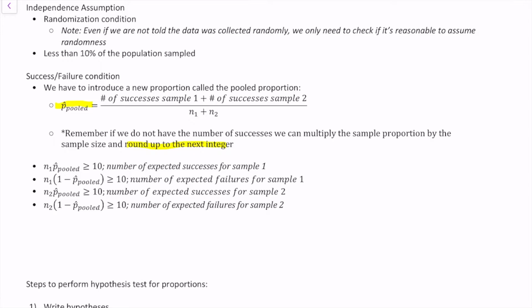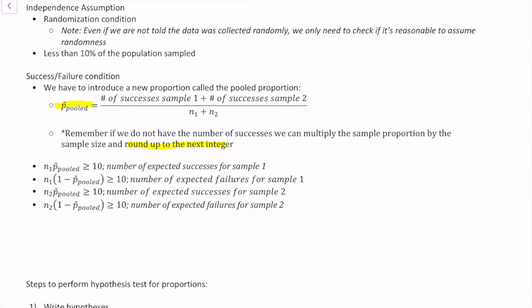For proportions, we always do n times p. We need that to be bigger than 10. Well, this time you're going to do your n1, the sample size of the first group, times that p hat pooled, that pooled proportion that we calculated. And then you do the same thing for n1 times 1 minus p hat pooled. So when we do n times p, as we said earlier, when you take your sample size times your proportion, that gives you the number of successes.